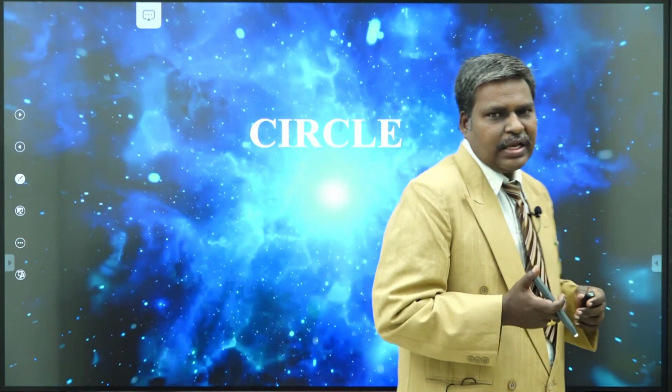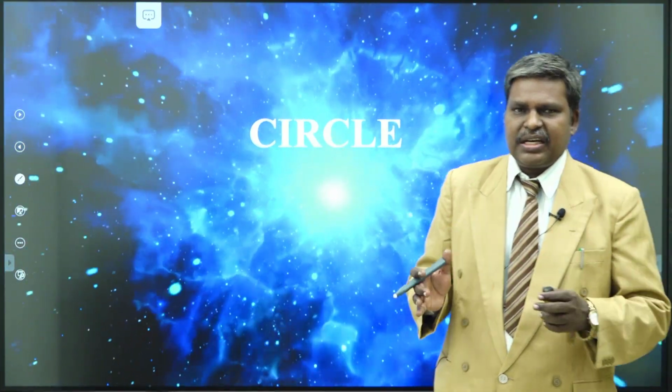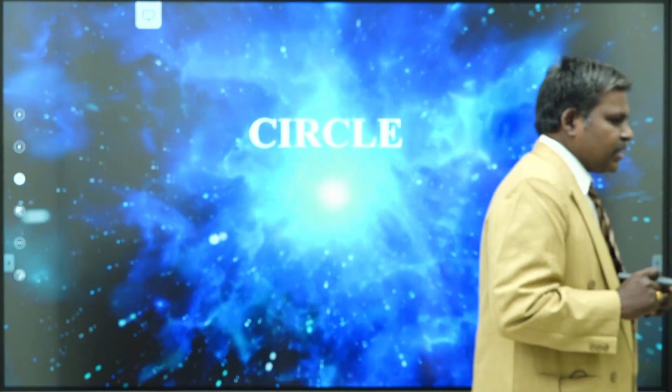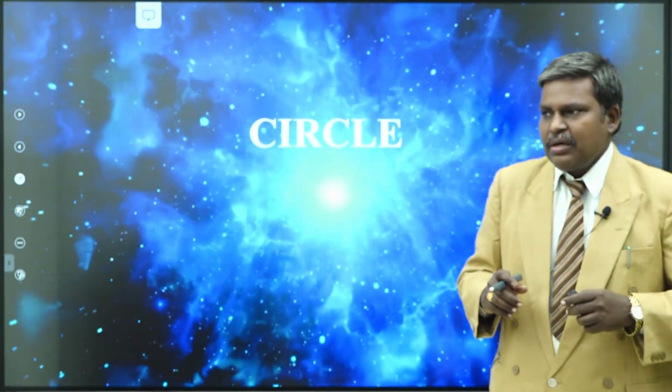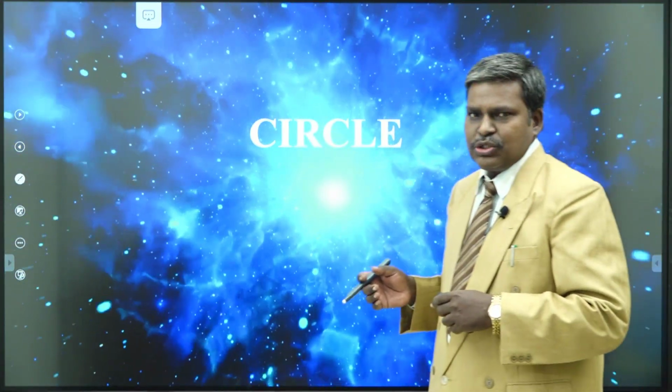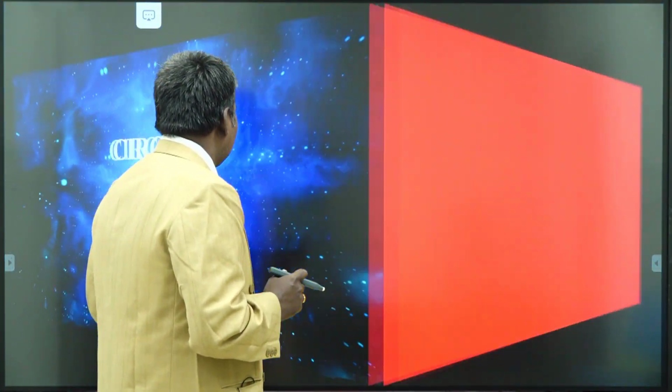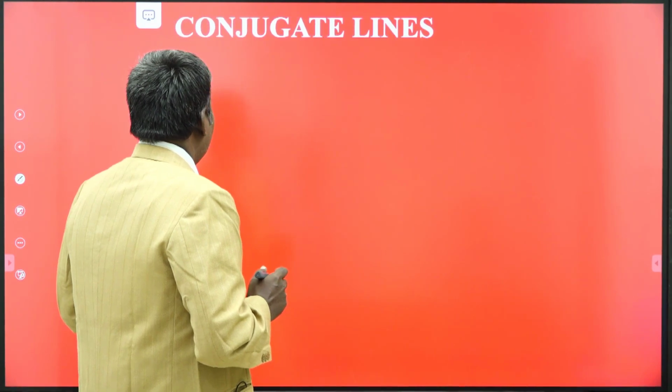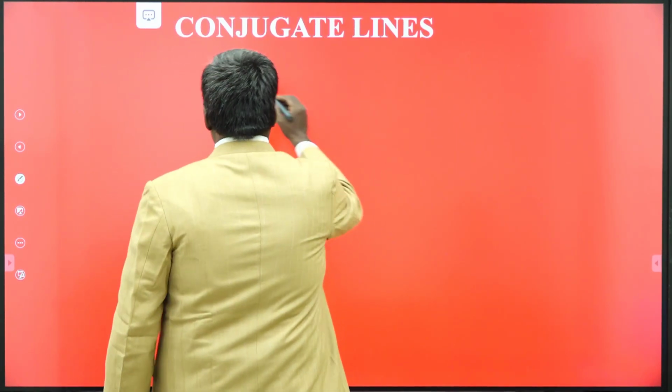Now, we discuss what are conjugate lines. When you say two lines are conjugate lines with respect to a circle, how do we obtain the condition that the two lines L1 equal to 0 and L2 equal to 0 are conjugate to each other with respect to a circle? All these conditions we have to discuss today. Now let us see here. Conjugate lines.